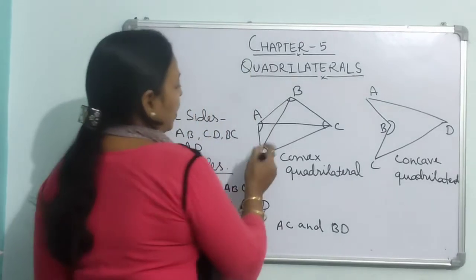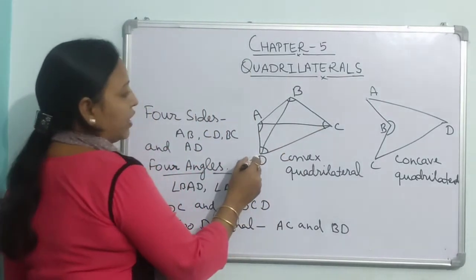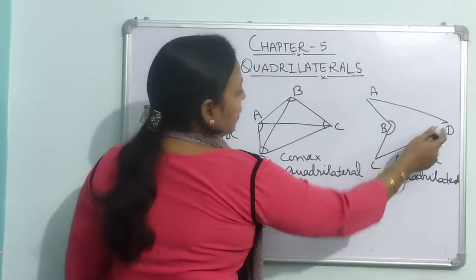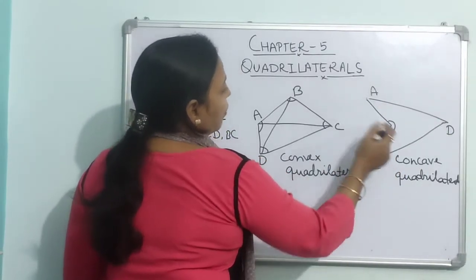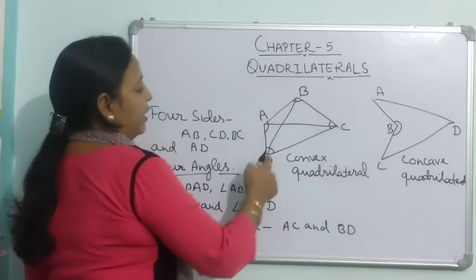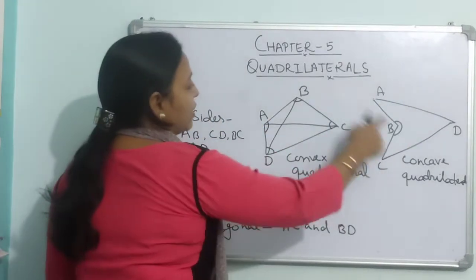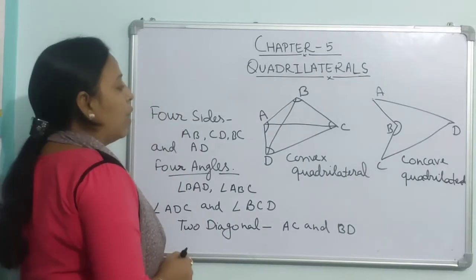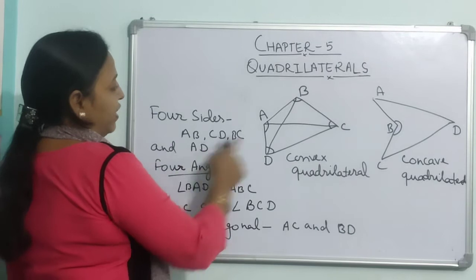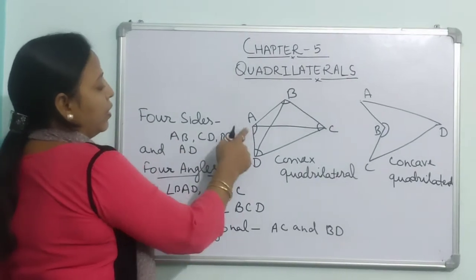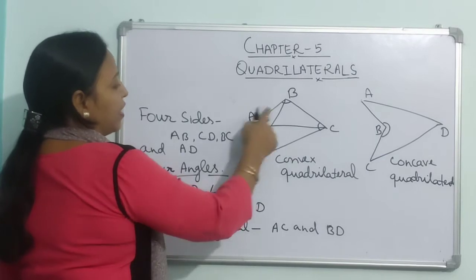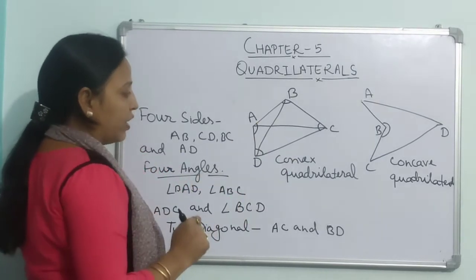This one, first one, ABCD. This one is a quadrilateral, and this also you can see here also four sides, AD, BC, CD and AB. So this is also a quadrilateral. So any four-sided plane figure is known as quadrilateral. Now you can see here any quadrilateral has four sides, and what is the name of its side? AB, BC, CD and AD. These are the four sides of the quadrilateral.